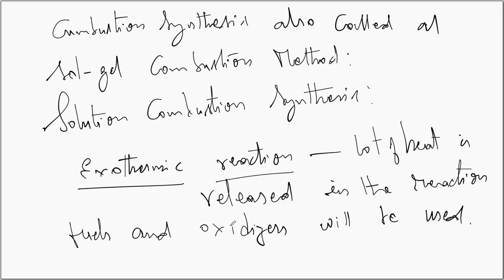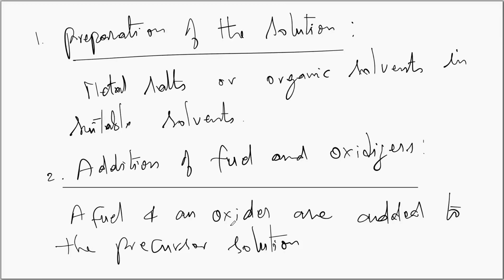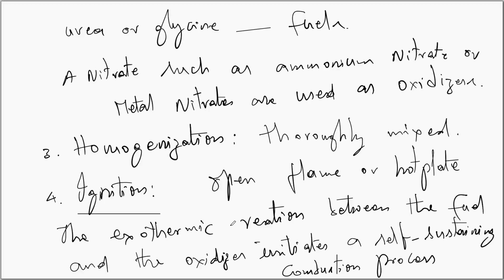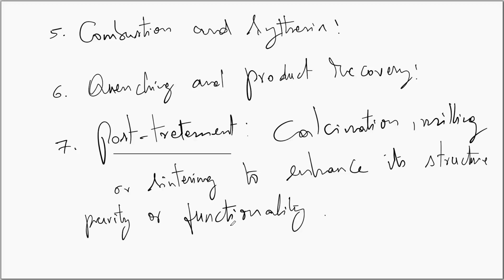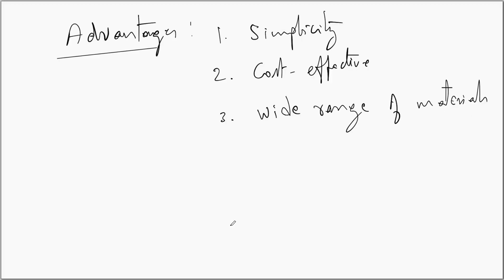After that, we have seen the combustion synthesis method, which is also called the sol-gel combustion method. We have said it is an exothermic reaction, and we have seen the steps involved in the solution combustion method. They are preparation of the solution, addition of fuel and oxidizers, homogenization, ignition, combustion, quenching, post-treatment. We have also seen the advantages of the solution combustion method.